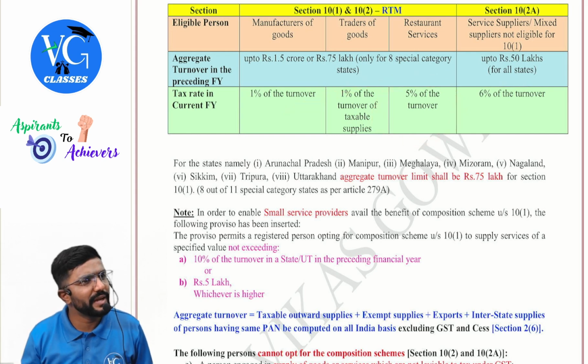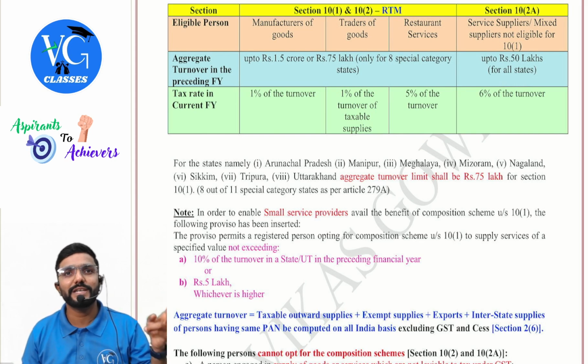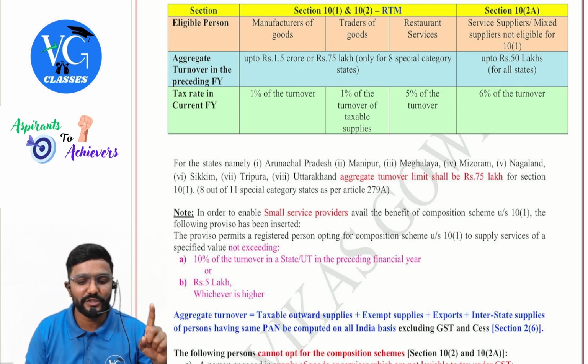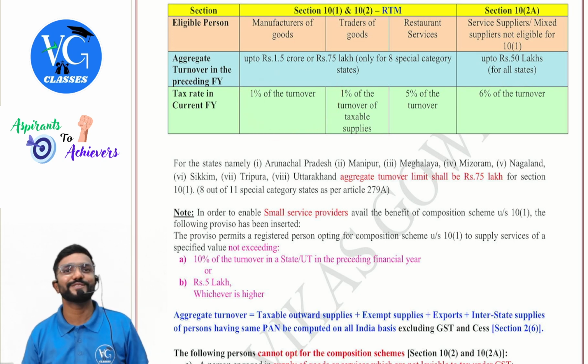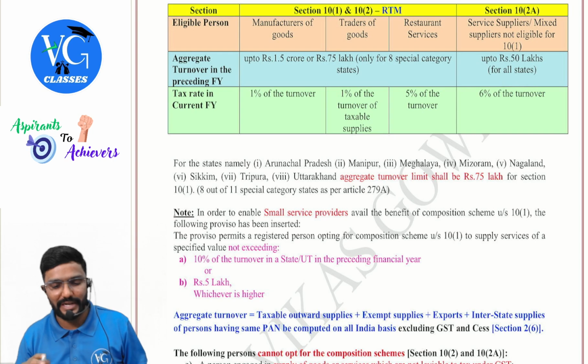Total turnover will include exempt turnover also? Yes. Sir, I am supplying 2 goods. One is exempt, one is taxable. If I am a manufacturer, on both should I pay tax? Yes. 1%. But if I am a trader, only 1% on taxable. Guys, listen.